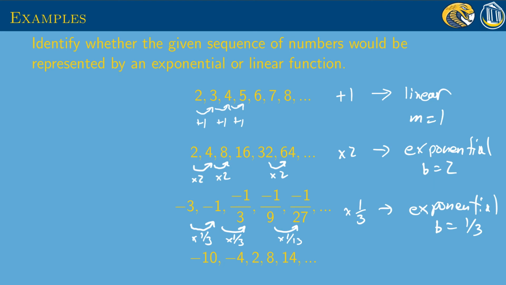In this last one, we could try to multiply to go from -10 to -4, but then multiplying again would give us a positive number. There's no way that's right. It looks like we're just adding 6, adding 6. For every term, we're adding 6. And so that means this is a linear function with a slope m of 6.